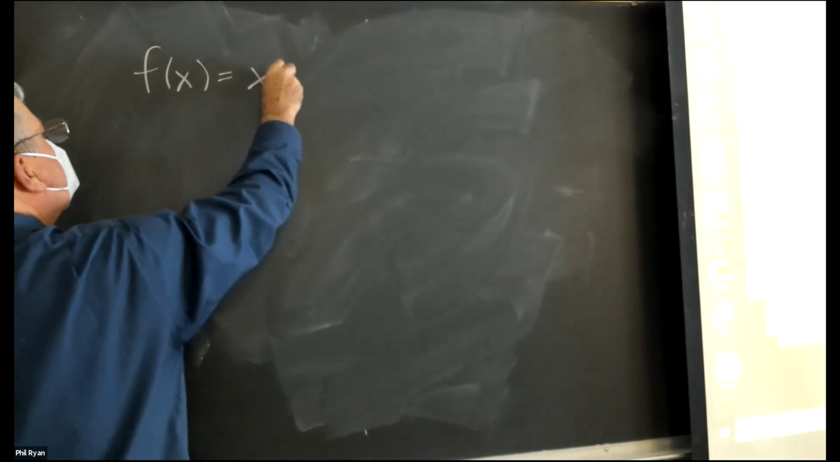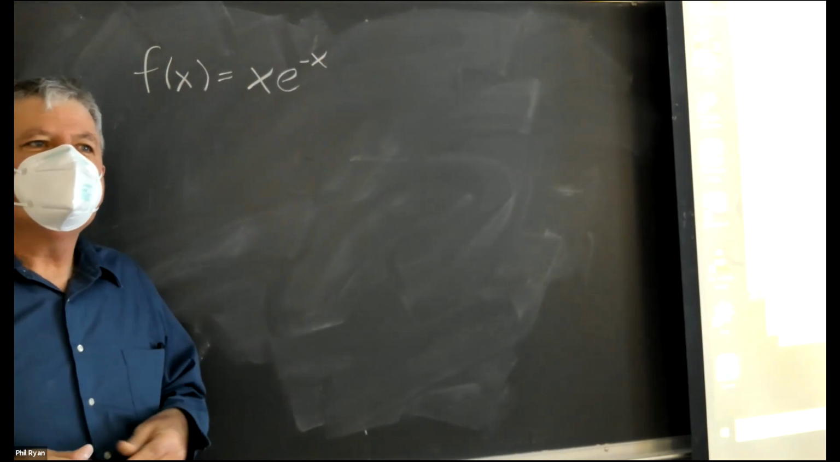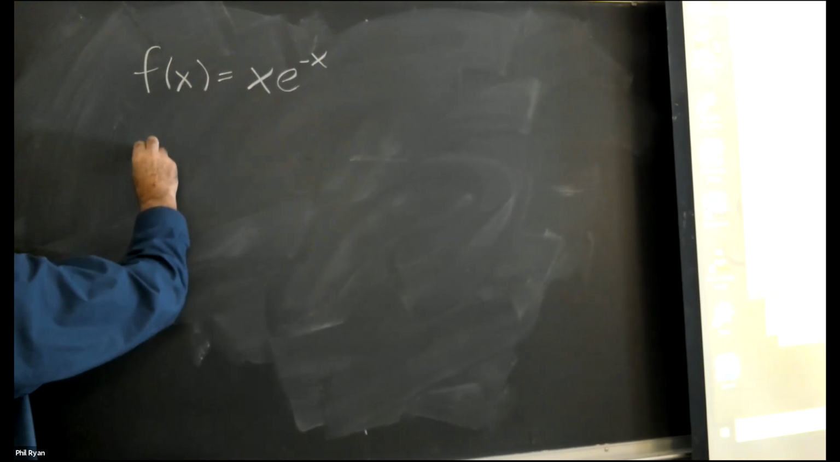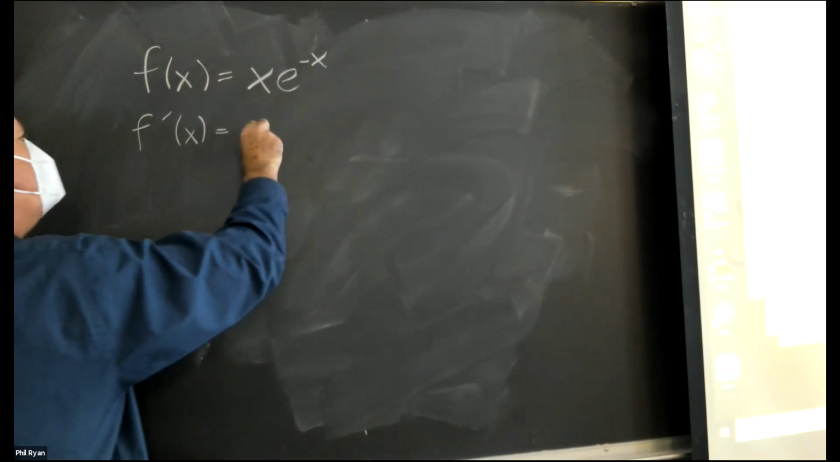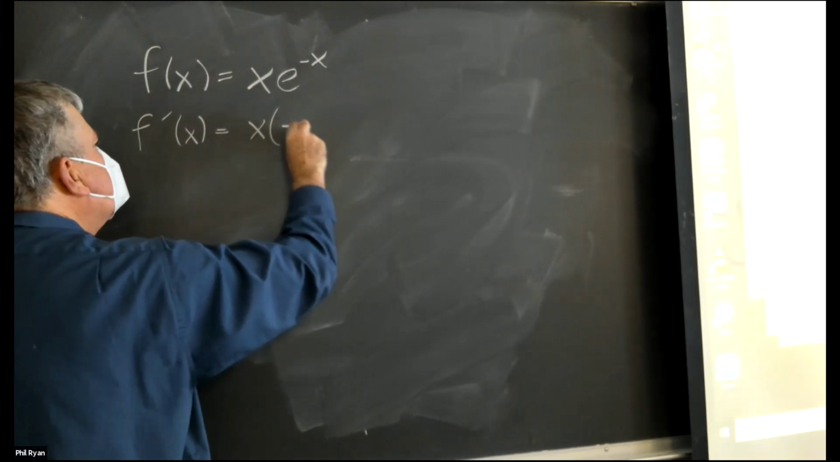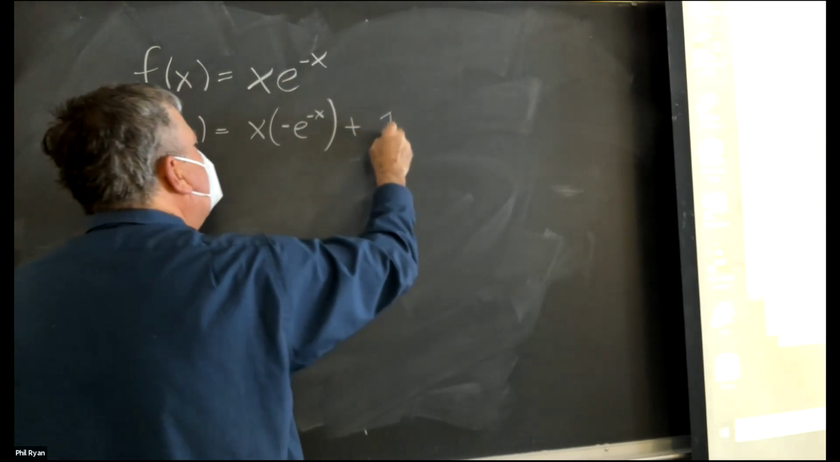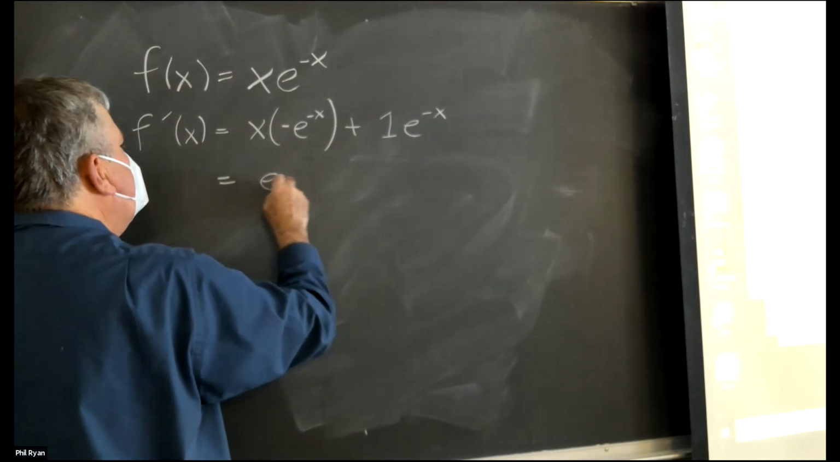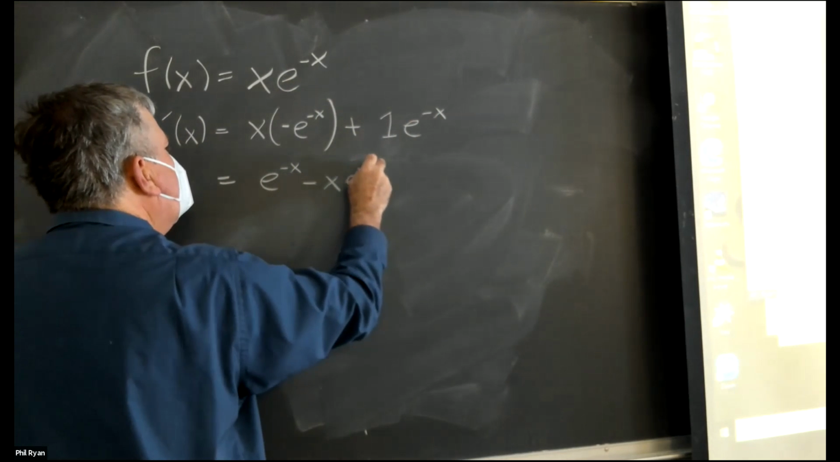How about f of x equals x times e to the minus x? Okay, so this one we have to use our skill at differentiating. Just a product rule. It's x times minus e to the minus x, that's the derivative of that, plus 1 times e to the minus x, equals e to the minus x.